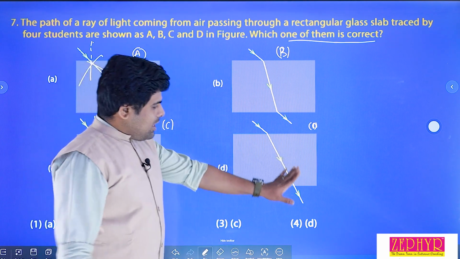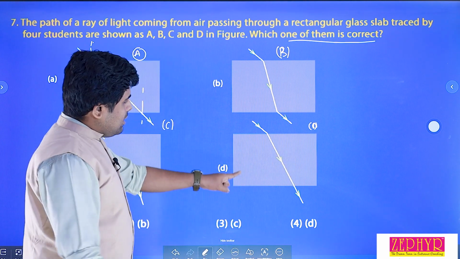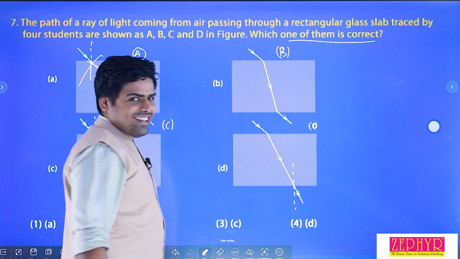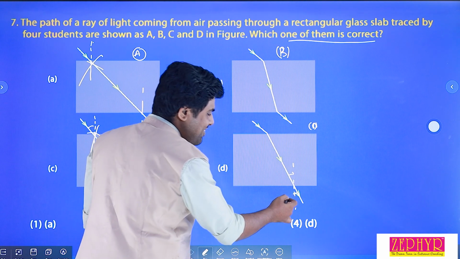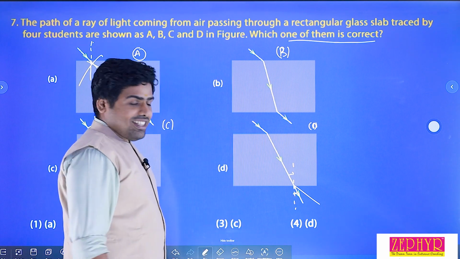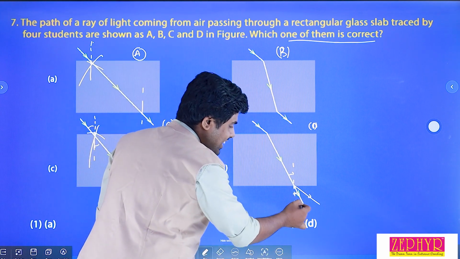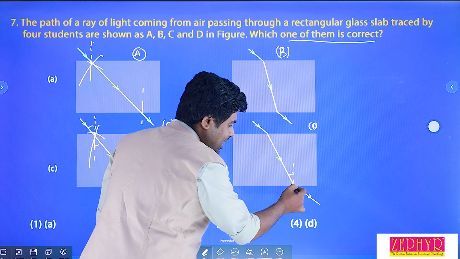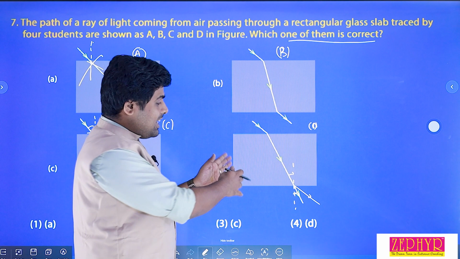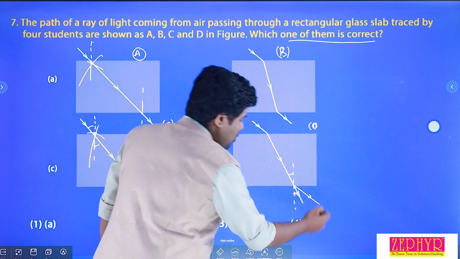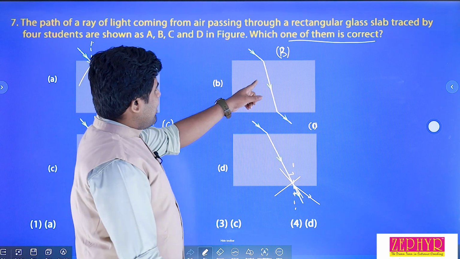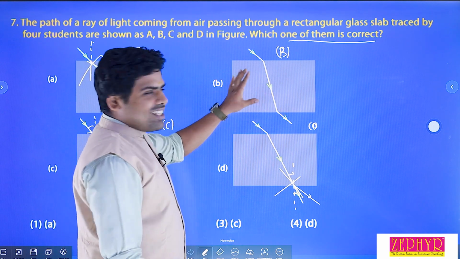Okay, and I am moving to the fourth option. Now here you place your normal here. Again, there is no deviation in its path. Actually, the deviation is present like this, right? So the actual deviation is like this, but here he traced no deviation in the case of light traveling from a denser medium to a rarer medium. Okay, so again this one is a wrong picture. So now I conclude by using this picture.